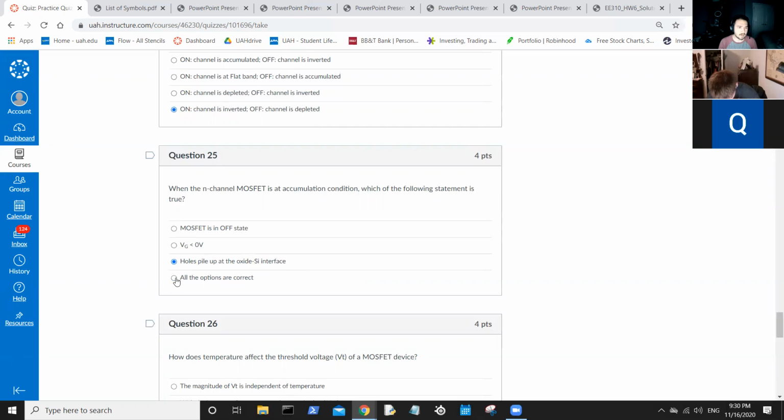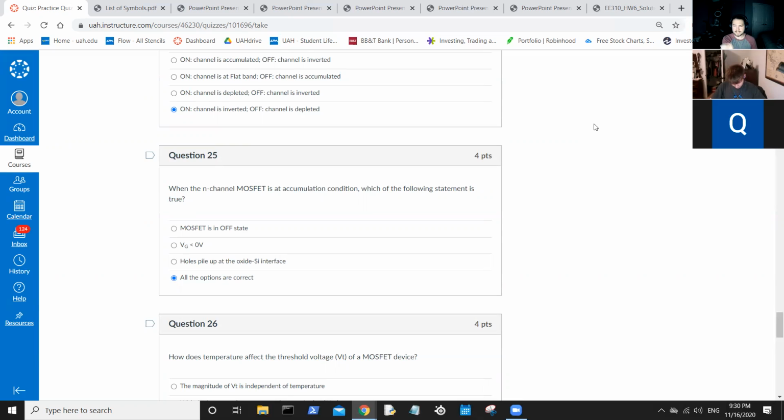So this should be all options are correct. Because when the gate voltage is less than 0, that means it's a negative voltage value. That means that the MOSFET is preventing current flow. If it's preventing current flow, that means holes are piling up and they're not allowing current to flow. So it's piling up as it states. Therefore, those two conditions can tell you that it is in fact in the off state. Therefore, all the options for question 25 are correct.